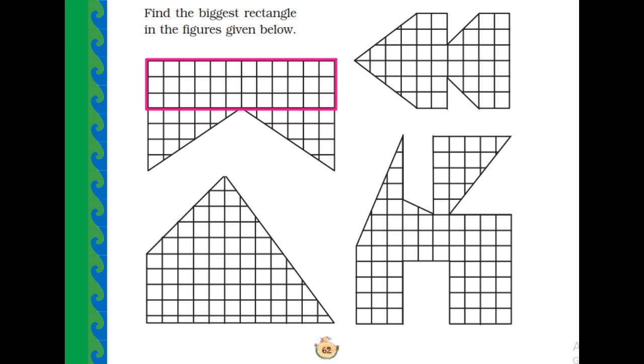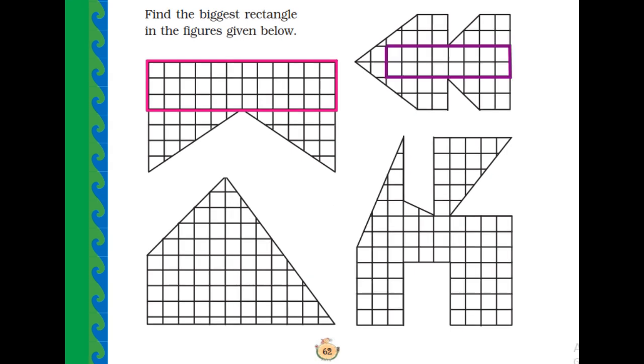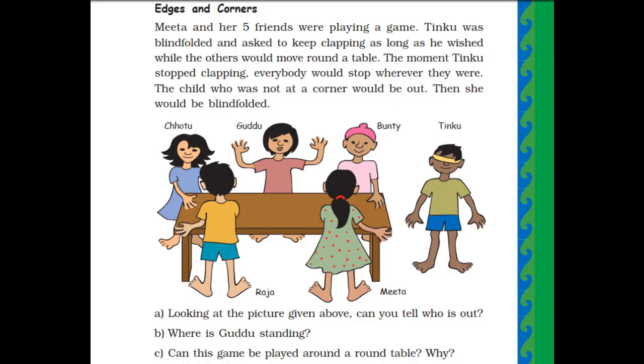Now, find the biggest rectangle in the figures given below. Now, first one is done for you. Now, the rectangle is highlighted by the pink line. So that is the biggest rectangle. Now in the second one I will do for you. Now this is the biggest rectangle in this figure. Now the remaining two you have to find out the rectangles.